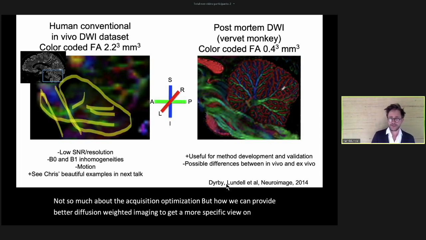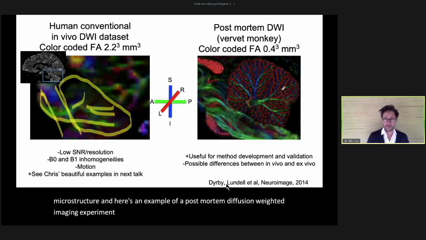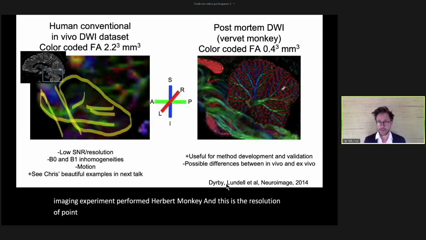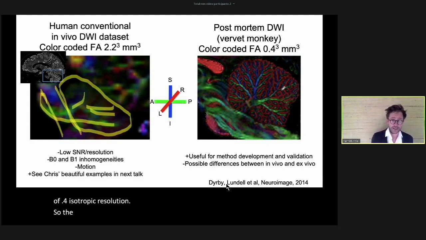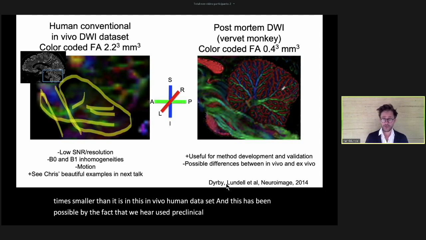And here's an example of a post-mortem diffusion weighted imaging experiment performed on a vervet monkey, and this is at a resolution of 0.4 millimeter isotropic. So the voxel volume here is more than 100 times smaller than it is in this in vivo human data set. And this has been possible by the fact that we here used a preclinical scanner, and we could scan for days to collect high resolution data.